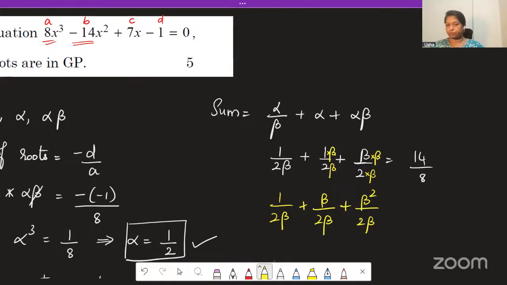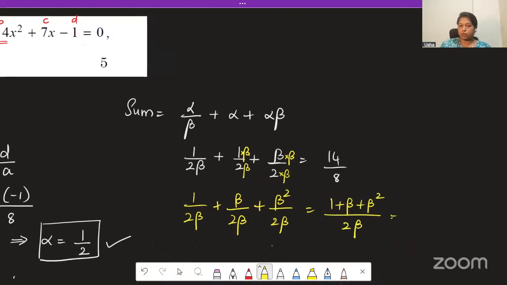Is this clear? Now, the denominators are all the same, so I can add the numerators. 1 plus beta square by 2 beta, and this is equal to 14 by 8. Here this gets cancelled, 7 by 4. Both denominators have 2 commonly, so this will get cancelled and you will get 7 by 2. Next, I have done cross multiplication.